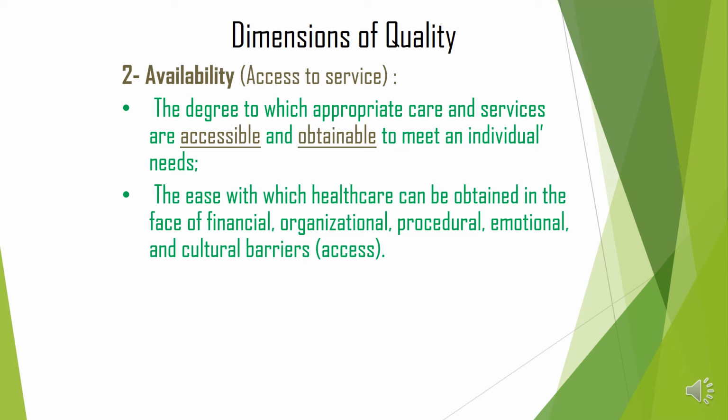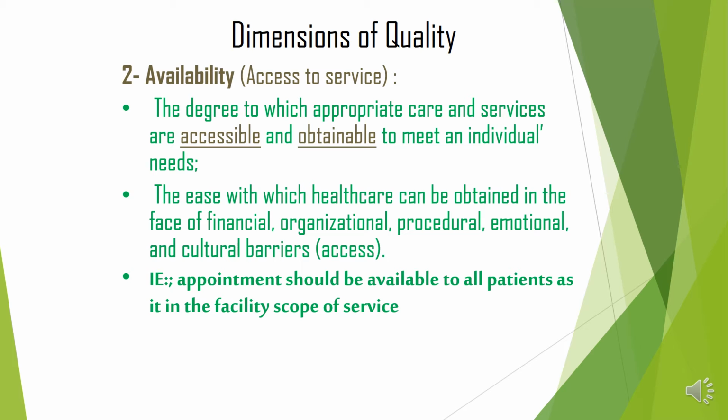If we can break all those barriers and the patient or the customer can reach the services, we call it availability of the services. An example here is that appointments should be available to all patients as in the facility's scope of service. If you mentioned in your scope of service that you have the service and this service is available all the time, any patient can reach it at any time. Otherwise, if there are any barriers to the availability of the services, we will not call it available services.